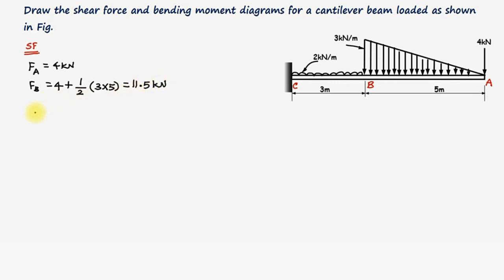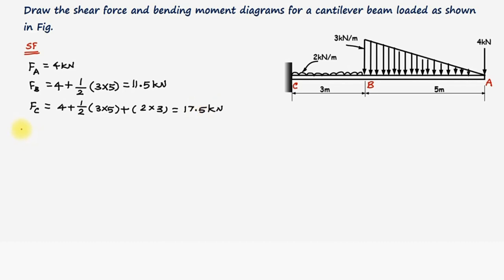Now coming to the point C, that is at the fixed end. Shear force at the point C, FC, is equal to this 4 kilonewton plus the total load of the triangular load, that is 1 by 2, 3 multiplied with 5, plus the uniformly distributed load of 2 kilonewton per meter acting for a distance of 3 meters. Therefore, 2 multiplied with 3. On calculation, we obtain 17.5 kilonewtons.